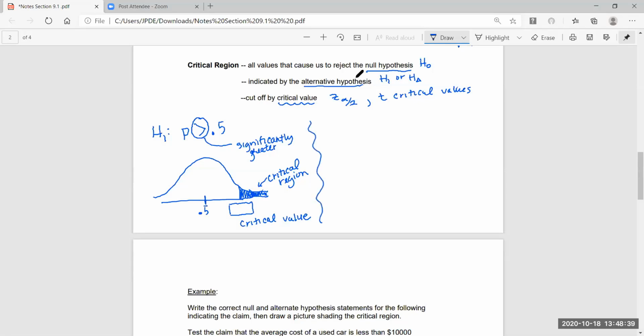If we had a less than, let's say we had less than 0.5. Gotta draw my picture smaller so I can make it fit. Well, where are the values significantly less than 0.5? They'd be down here. So that would be the critical region. And this would be your cutoff.